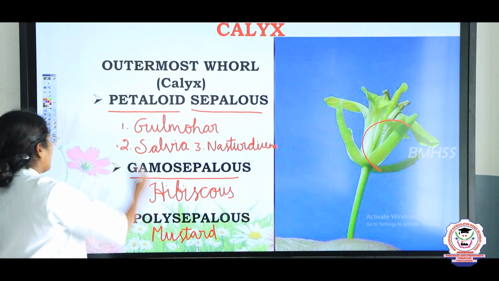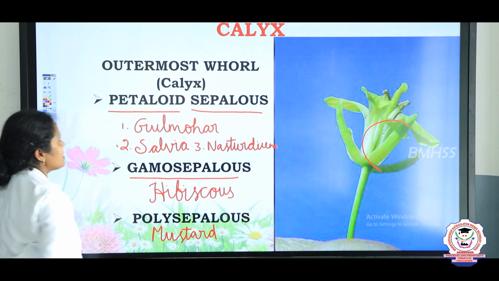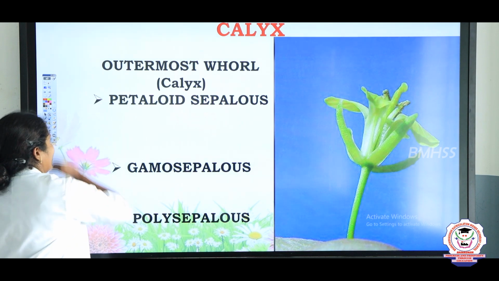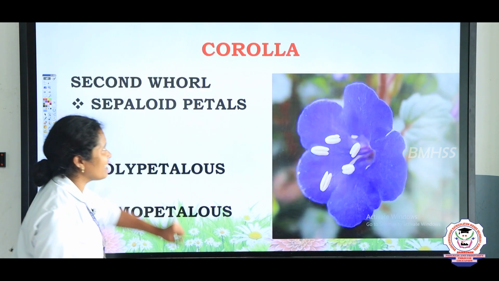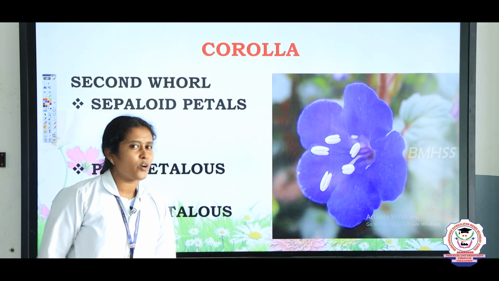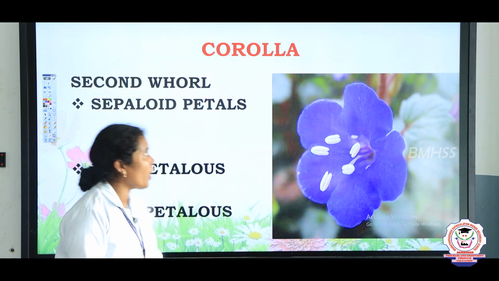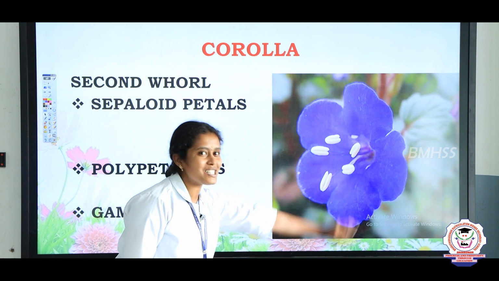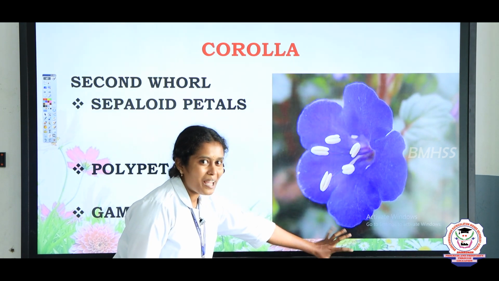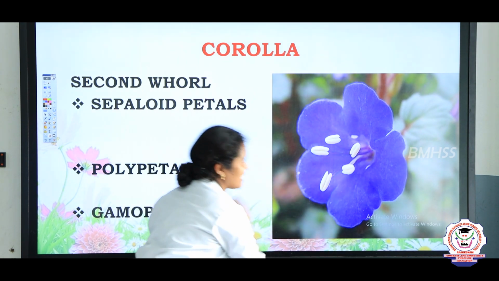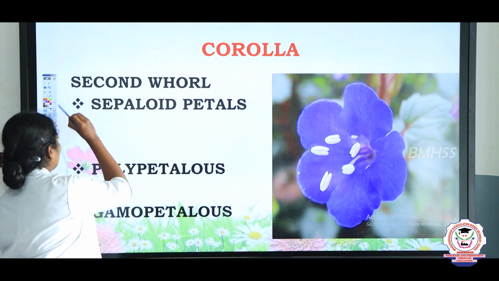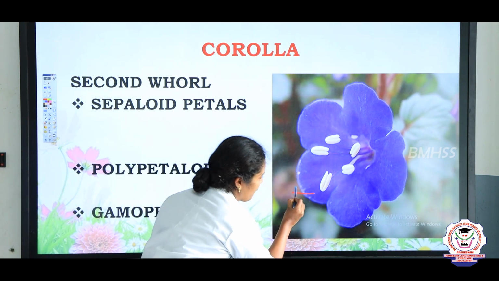Okay, then the second whorl. What is the second whorl? Yes, corolla. See here, corolla. What is meant by corolla? The group of petals. Yes, the group of petals is called corolla. See here, this is corolla and this is petals.